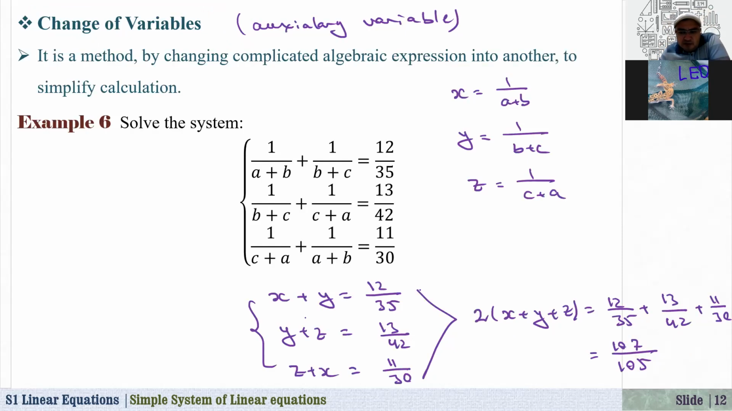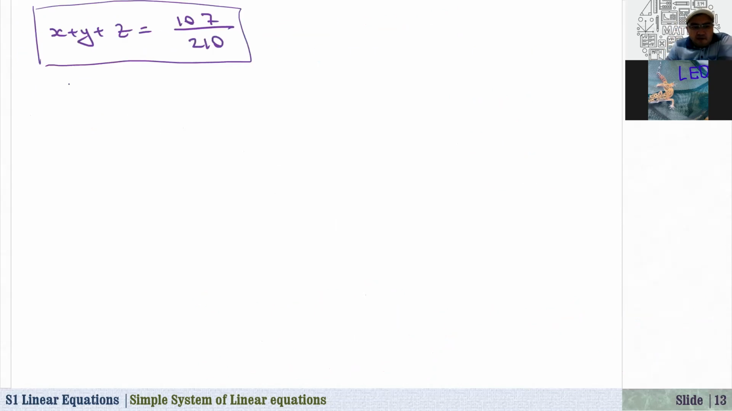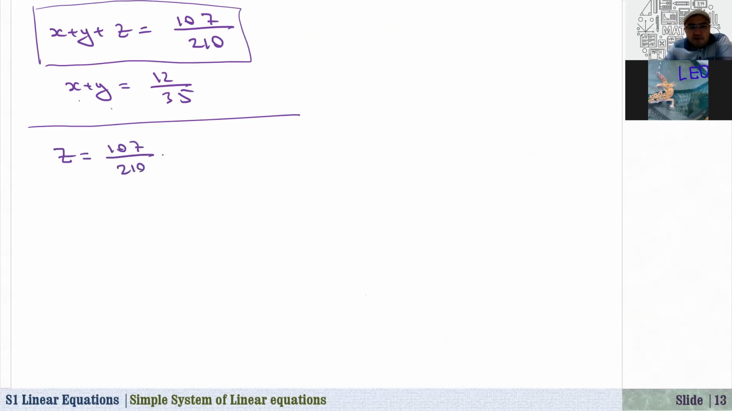Now, if you look at the first equation, that's our first equation, this is our second equation, and this is our third equation. x plus y equals 12 over 35. So now if I subtract the first equation from the sum equation, x minus x is 0, y minus y is 0, and here we have z. On the right hand side, we have 107 over 210 minus 12 over 35.